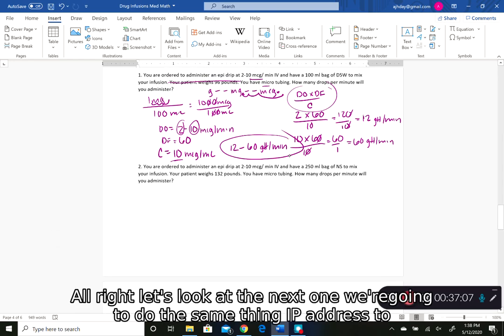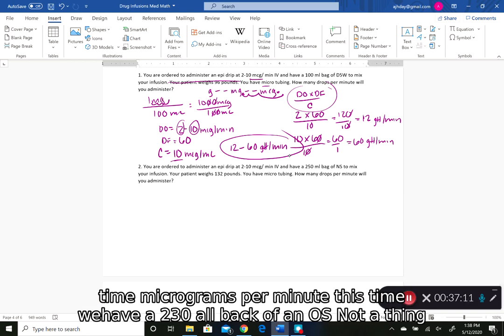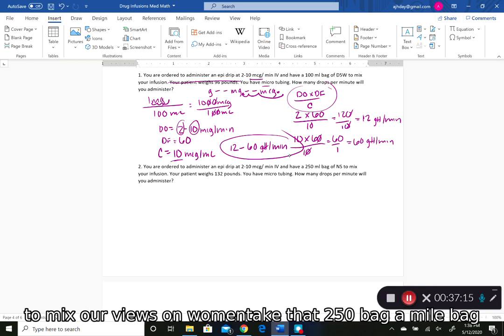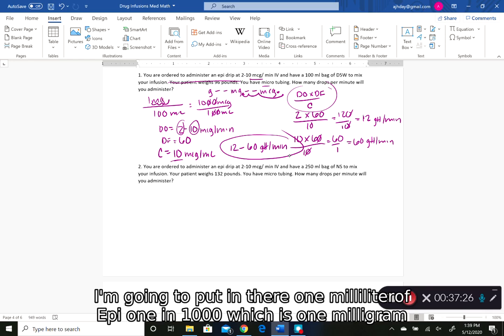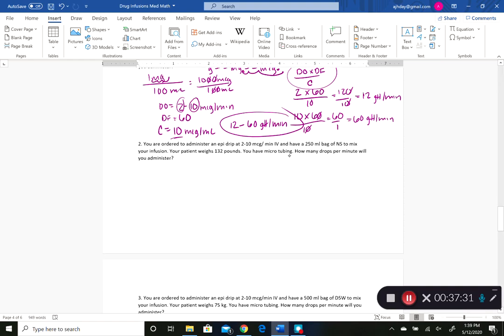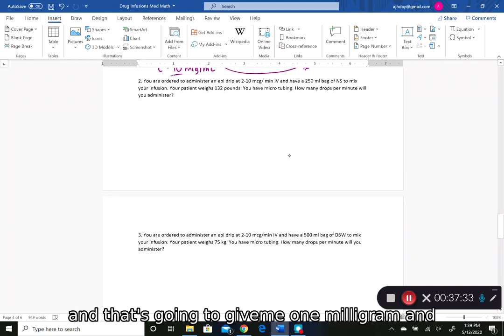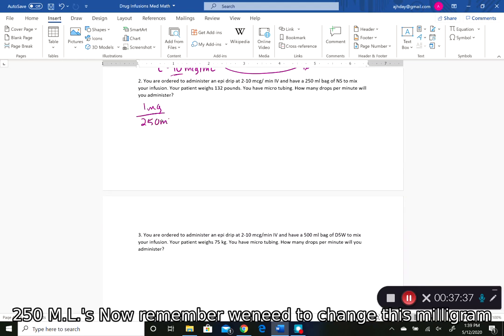All right, let's look at the next one. We're going to do the same thing. Epi drip, 2 to 10 micrograms per minute. This time we have a 250 mL bag of NS, of normal saline, to mix our infusion. So I'm going to take that 250 mL bag of normal saline. I'm going to draw out 1 milliliter. I'm going to waste it. And I'm going to put in there 1 milliliter of epi 1 in 1,000, which is 1 milligram. And that's going to give me 1 milligram in 250 mLs.